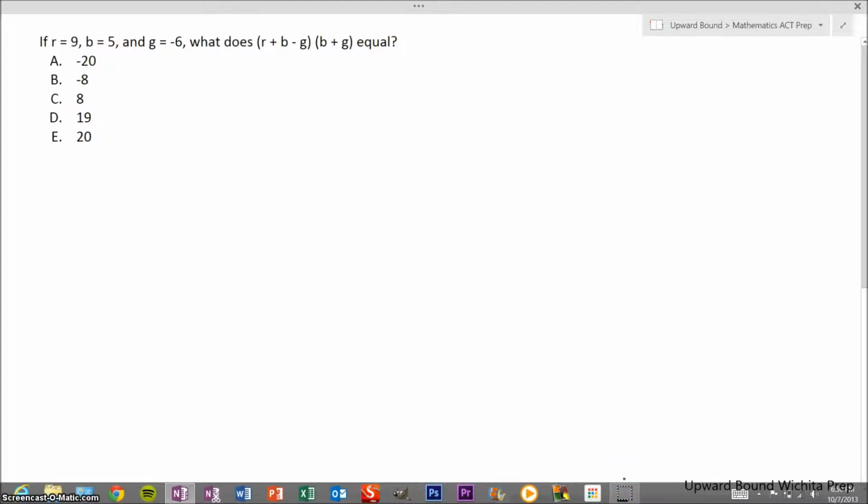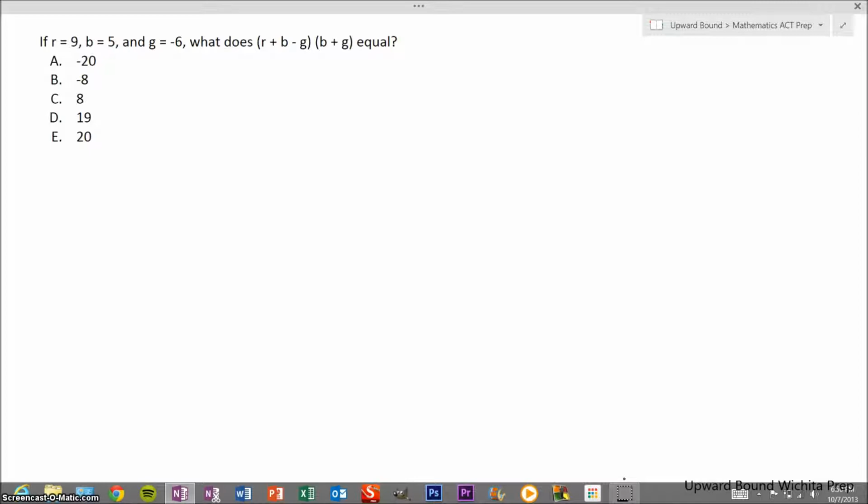Alright, let's start with the next problem. This is a fairly simple problem, and it helps illustrate the point that using calculators might not be the best of ideas at all times, especially when problems are simple. You're going to be able to do it faster if you do it mentally or if you do it by hand.